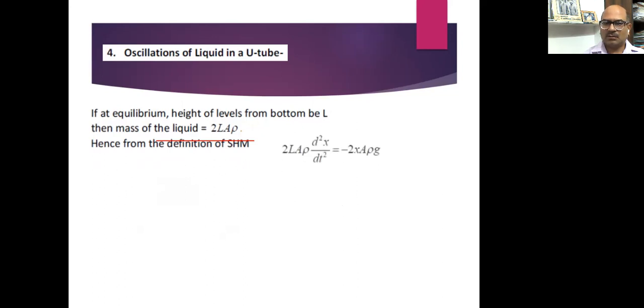So in equilibrium, the height of levels from the bottom is L. So the mass of the liquid is 2LA rho, and we can say that this mass and the acceleration generated will be equal to the restoring force. So this mass 2LA rho d2x by dt square will be equal to minus 2xA rho g. This is the restoring force in our case.